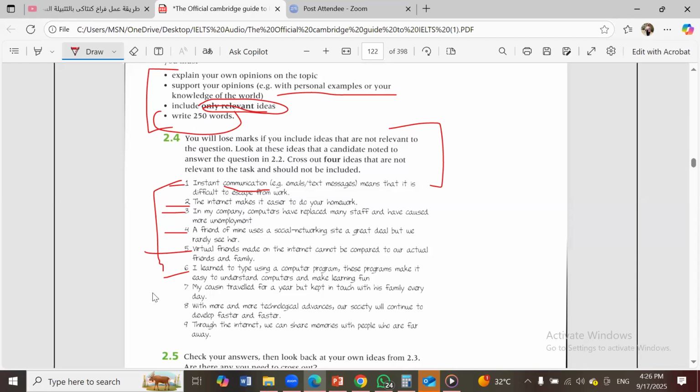Question number 6. I learned to type using a computer program. These programs make it easy to understand computers and make learning fun. I guess this is irrelevant. Yes, great. Me as well.